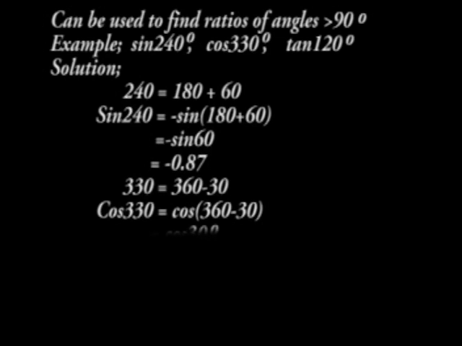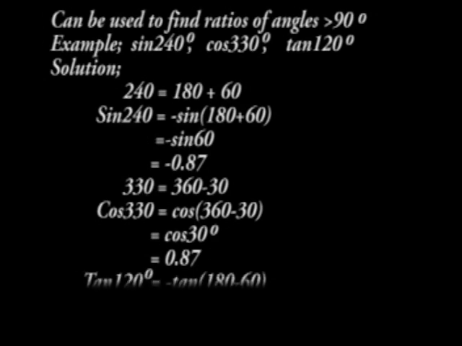0.87. Similarly, cos 330 is the same as the cos of 360 minus 30 degrees, which is also the same as cos 30, and it gives us 0.87. Tan 120 is the same as negative tan 60, which is minus 1.74.